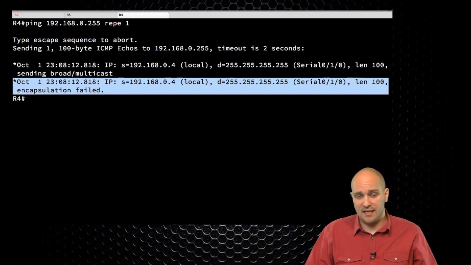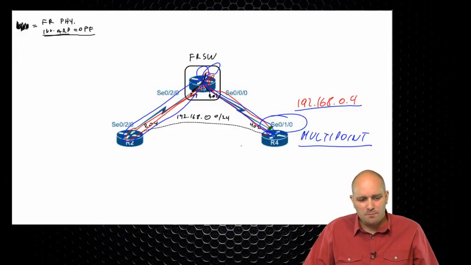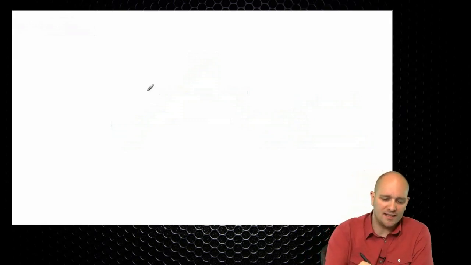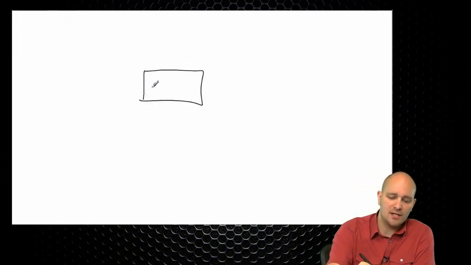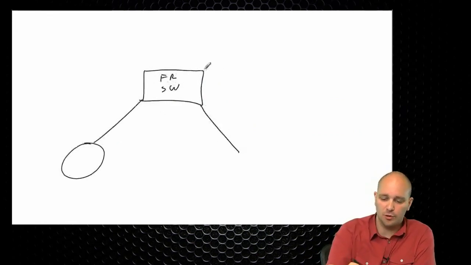The reason for this is that Frame Relay is a non-broadcast medium. That means it does not support broadcast traffic, which is a slightly misleading statement. What Frame Relay does not allow me to do is replicate the traffic for me. So let's say that this is a Frame Relay switch, and I have 2 nodes connected, let's say 3 nodes connected to it.